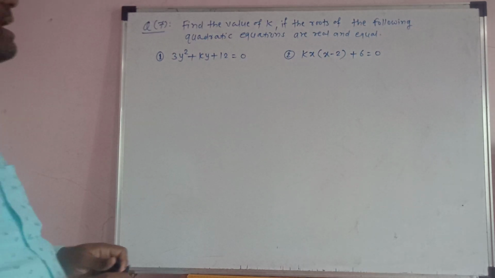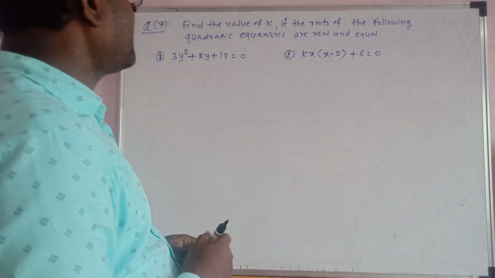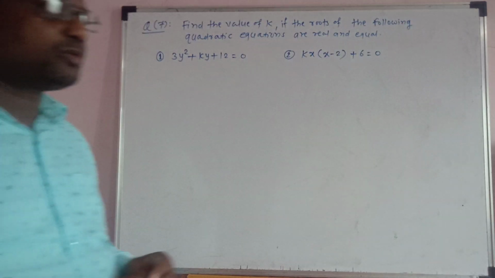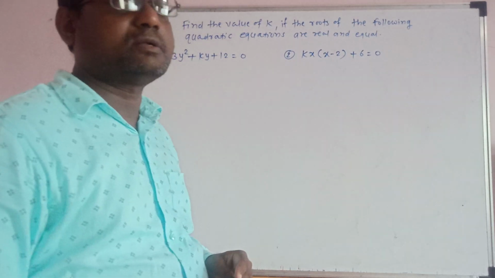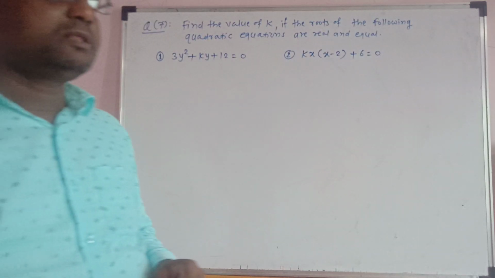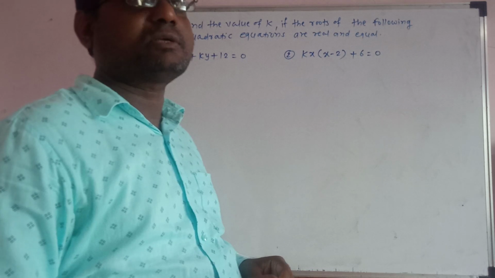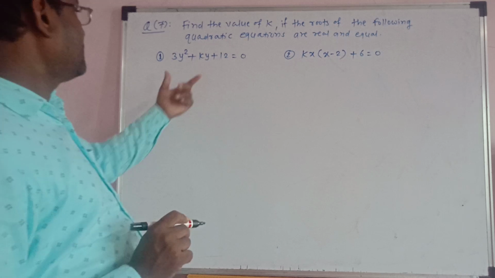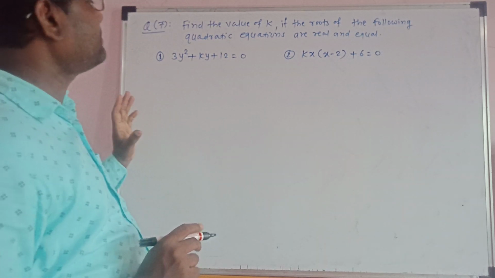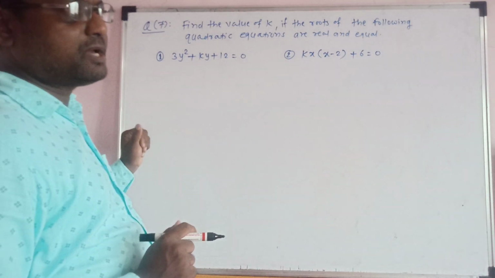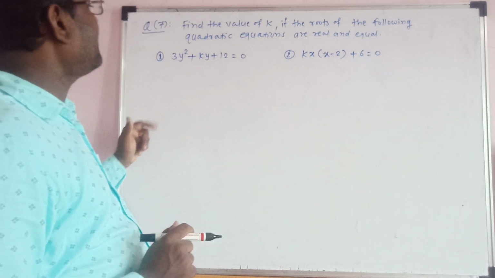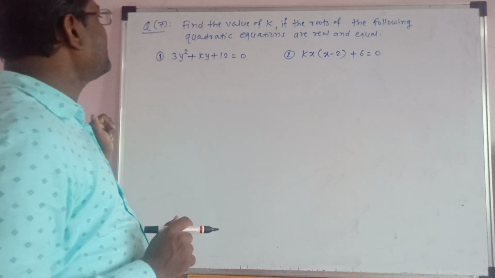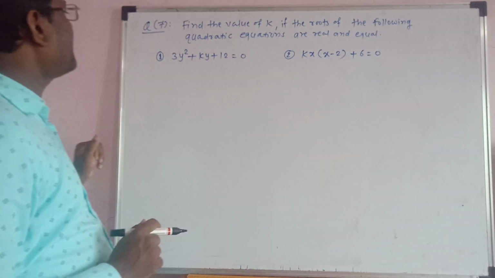Find the value of k if the roots of the following quadratic equations are real and equal. We know that if the roots of given quadratic equation are real and equal, the value of discriminant, that is b square minus 4ac, is equal to 0. So we have to find in both examples the value of b square minus 4ac, and equate it to 0, and then we can find the value of k here.